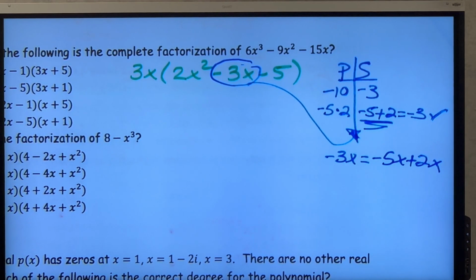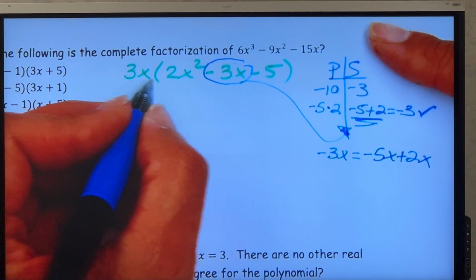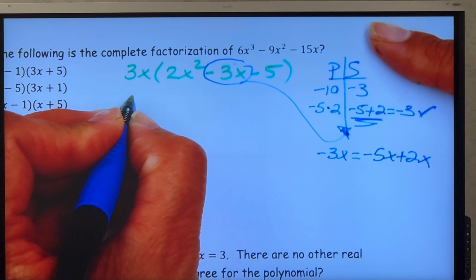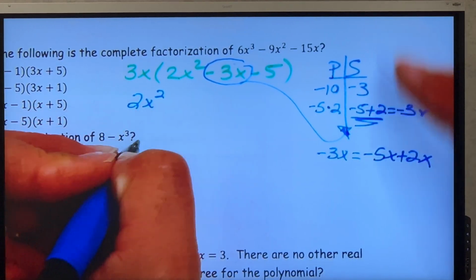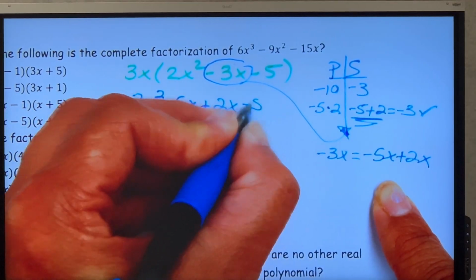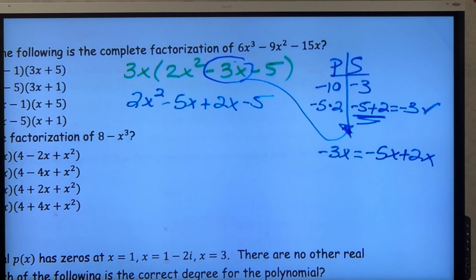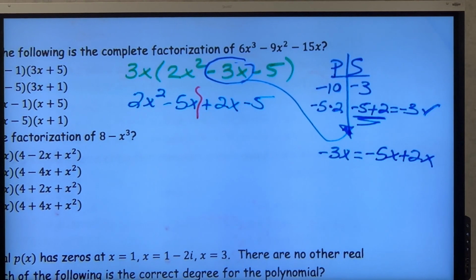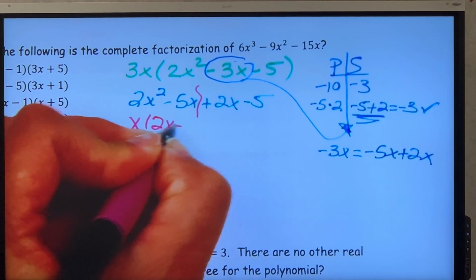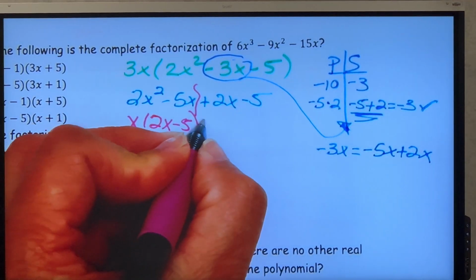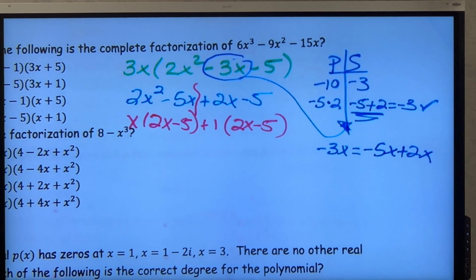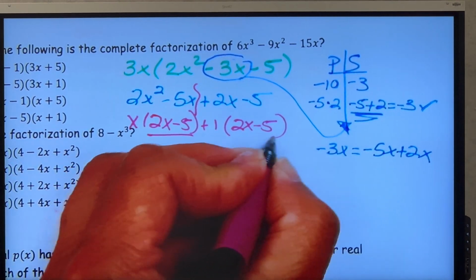And we're going to get our 4 terms. So we'll ignore the 3x for now. It is part of the answer. So we're going to have a 2x squared, and then instead of a negative 3x, we're going to have negative 5x plus 2x minus 5. We got to break it in half and factor each side. On the left of the break, we have an x in common, so we're left with 2x minus 5. On the right of the break, there's nothing in common, it's just a 1, so 1 doesn't change anything, but we got to write a 1. The stuff in the parentheses is the same, so that means we're doing it right.